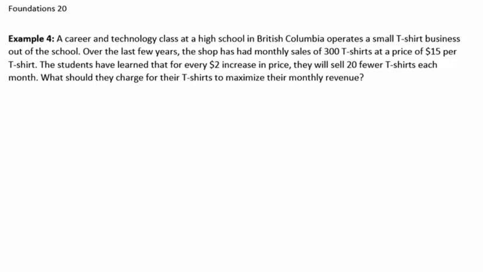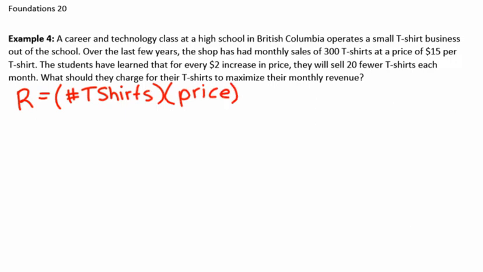So we know that revenue is going to equal the number of shirts times your price. Let's just write that in word form right now so that we understand that. Number of t-shirts times whatever price we decide on. That's how much money we're going to make. So let's let x equal the number of $2 increments. That means x is going to be the number of times we increase our price by $2.